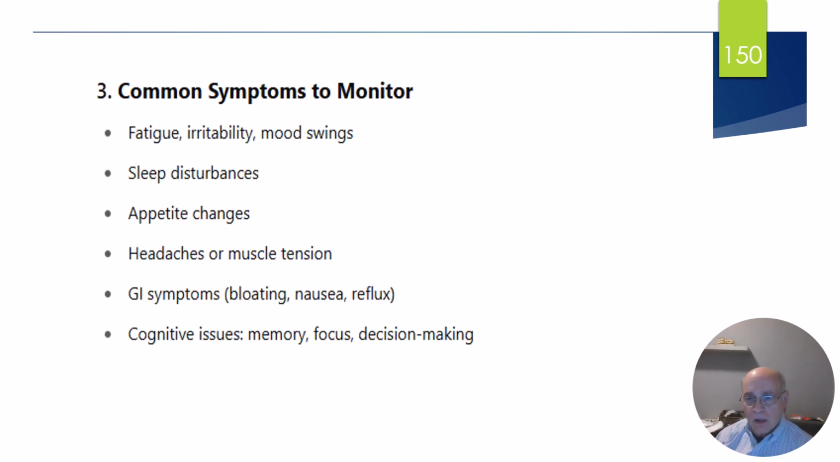What are the common things to monitor? Patients with fatigue, irritability, mood swings, sleep disturbances, appetite changes, headaches or muscle tension. We know that muscle tension headaches are a very common result of increased stress. GI symptoms, which I'm going to say you're going to see in a majority of your patients, have some degree of functional GI distress. Cognitive issues, memory, focus, decision making, all a result of increased systemic inflammation and ultimately neuroinflammation.